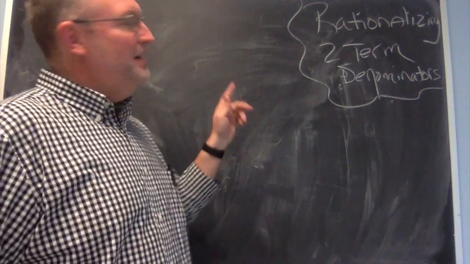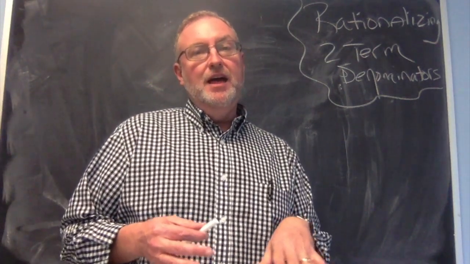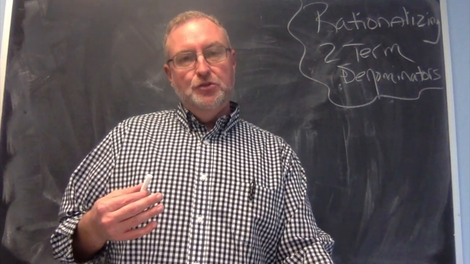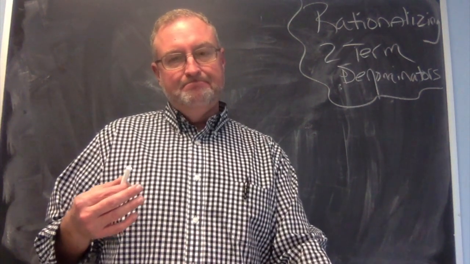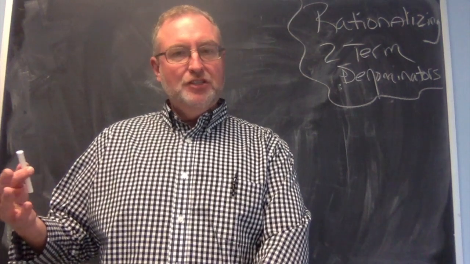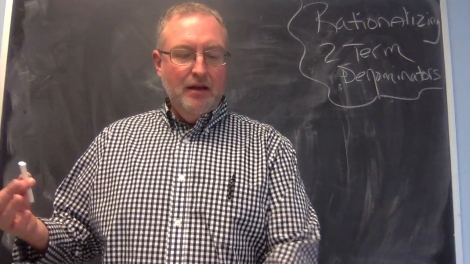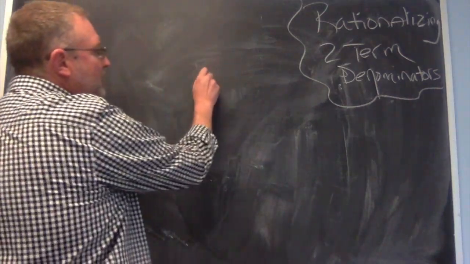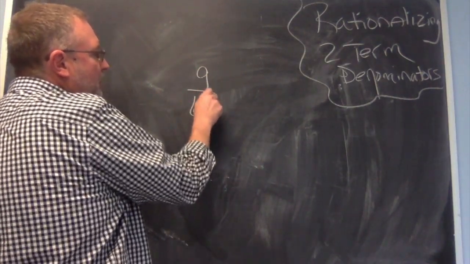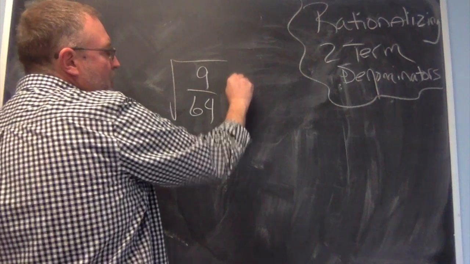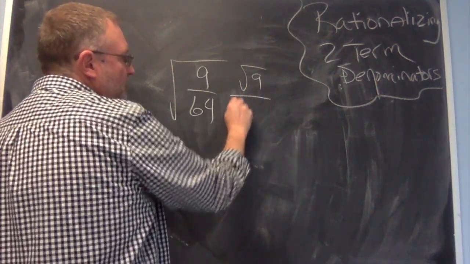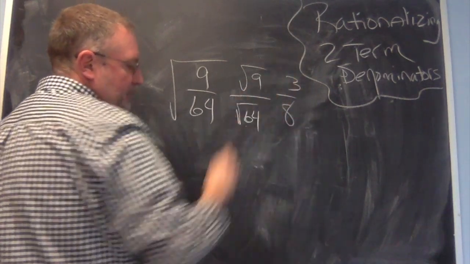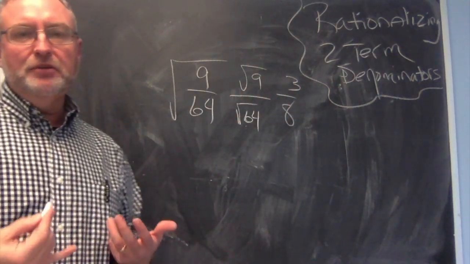Alright, so if you remember last week, we ended up by doing what we called eliminating or rationalizing that denominator. We started out with things like the square root of 9 over 64, which meant the square root of 9 over the square root of 64. The square root of 9 is 3, and the square root of 64 is 8. So we were able to solve that.